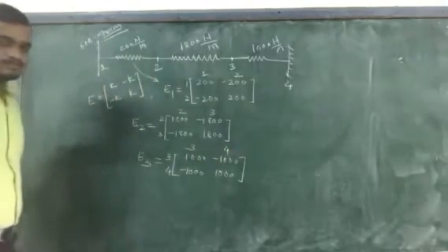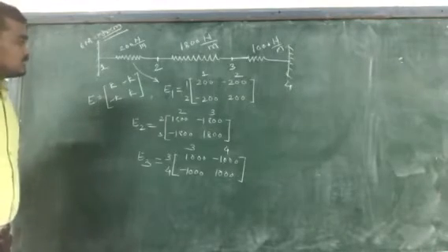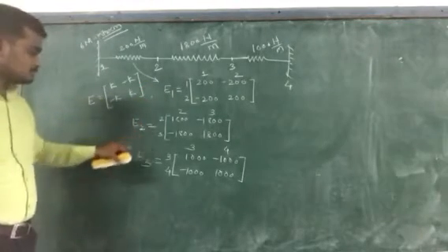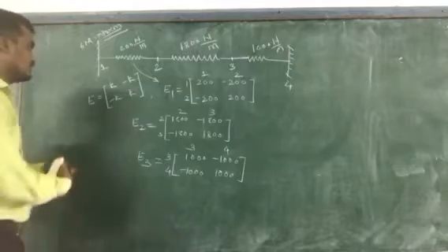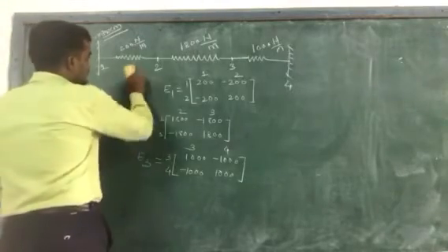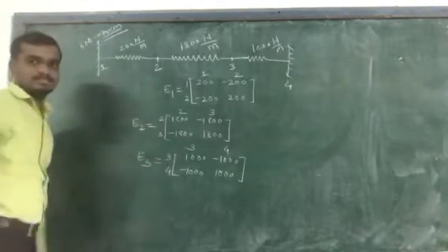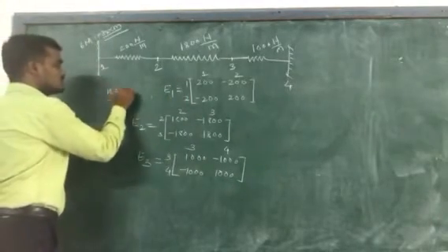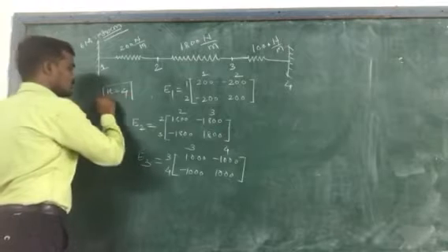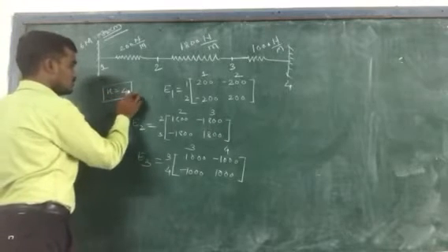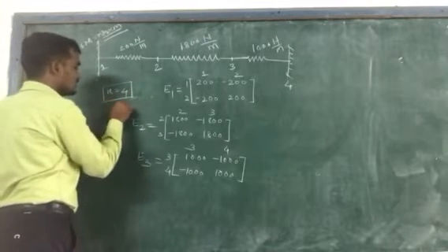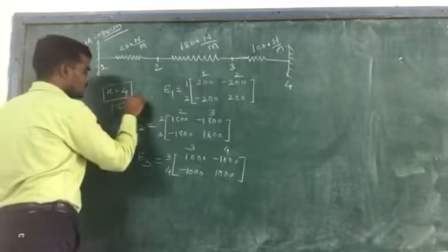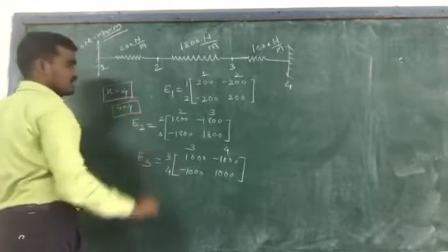Okay, so in this way, here the elemental stiffness matrices can be calculated. Now the next step is to construct the global stiffness matrix. As we know that there are 4 nodes, n is equal to 4. So the global stiffness matrix order will become 4 by 4. It should be a square matrix of order 4 by 4.